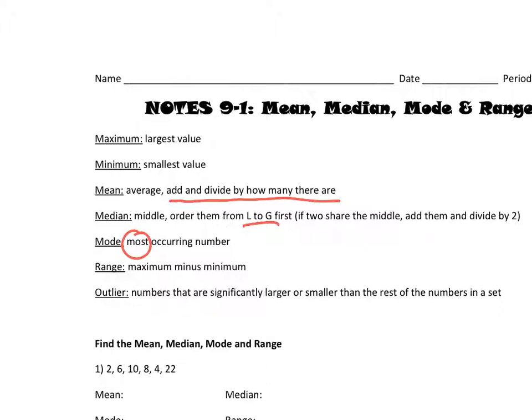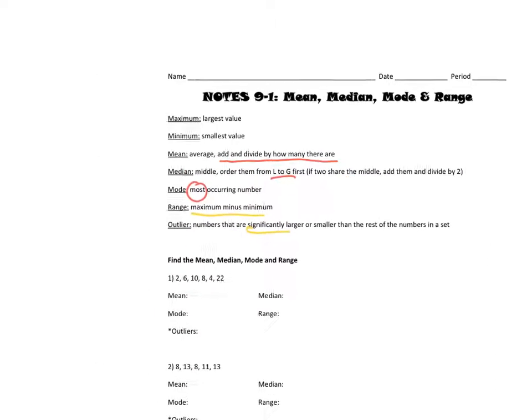Range is just a matter of maximum and minimum. Take your largest value, subtract your smallest, simple enough. And then outliers are numbers that are significantly larger or smaller than the rest of our values. A lot of times we've talked about the ages in the classroom. A lot of you range anywhere from 11 to 14 for 7th and 8th grade. But Miss Finley and I would be the outside ages, the outliers, because our ages are so much larger than what you have as a class.